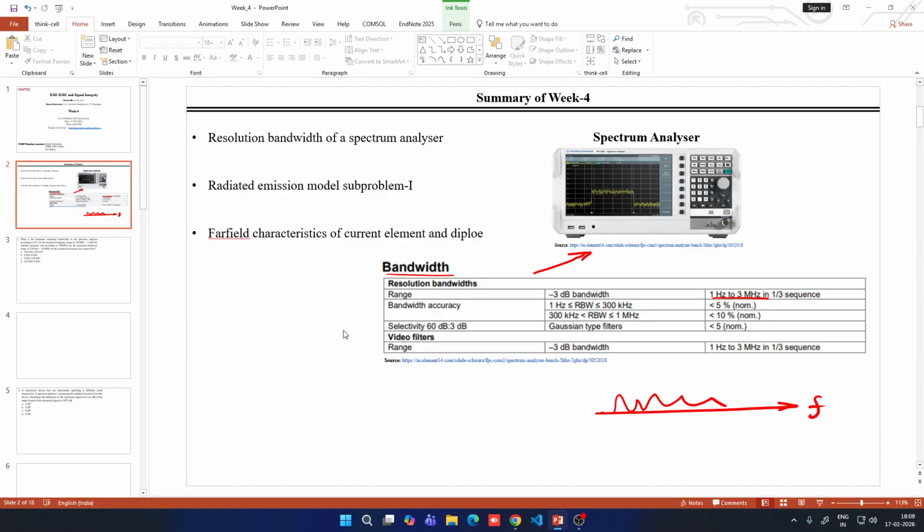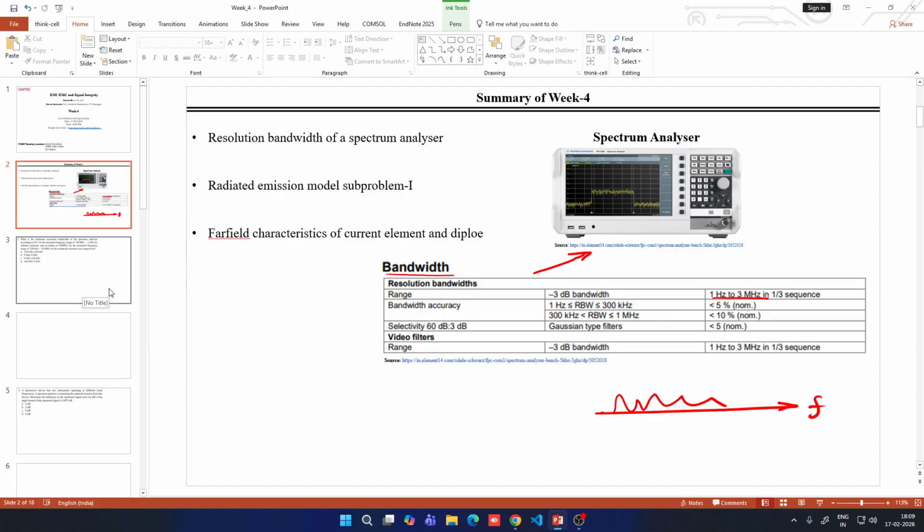So we can't consider that as a point source if it is not in the far field range. If it is in the near field, we won't be discussing those near field characteristics, because we are not concerned about them in EMI EMC. So we are concerned about the radiated emission model right now. This is just a small summary of what has been discussed.